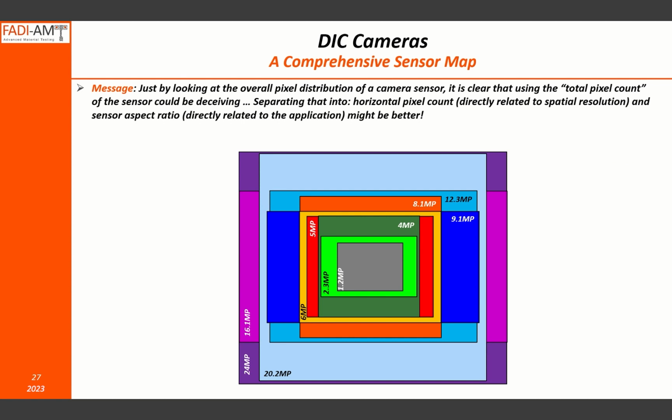So the sum up of this message is, just by looking at the overall pixel distribution of a camera sensor, it's clear that using the total pixel count could be deceiving. Separating this into a horizontal pixel count, which is related to the spatial resolution, is how you can maximize your utilization, and the aspect ratio of the sensor is really dependent on the application. You could be better off doing it that way. And at the end of the day, it really doesn't matter how you approach it. What matters is the end result, and that is not to overuse a sensor that is seemingly giving you better resolution, but in reality is just giving you extra useless pixels.